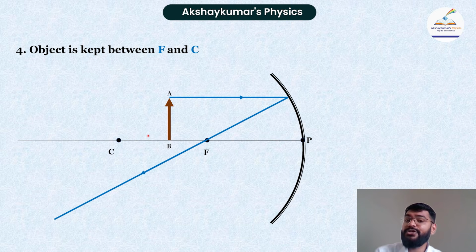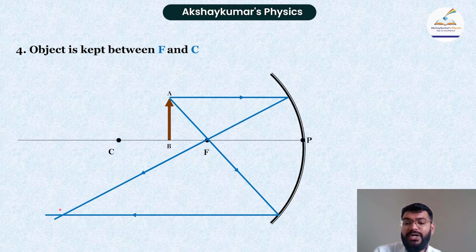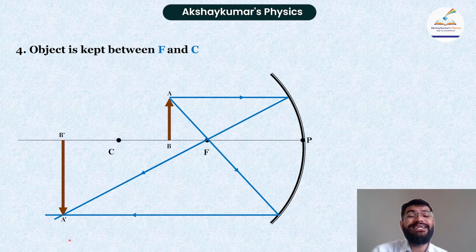पर मैंने पोल का इशू पहले ही बोला है, यू नीड टू मेजर द एंगल ऑफ इंसिडेंस एंड एंगल ऑफ रिफ्लेक्शन. इसलिए मैंने क्या किया, आई हैव टेकन द रेज थ्रू फोकस, सो द रूल सेज इट शुड गो पैरेलल टू प्रिंसिपल एक्सिस. सो योर rays have reflected rays have met here, so अपनी image वहां पे बनेगी A' B'. Rays actually met beyond center of curvature, so we can say that the image is formed beyond center of curvature when the object is kept between F and C.